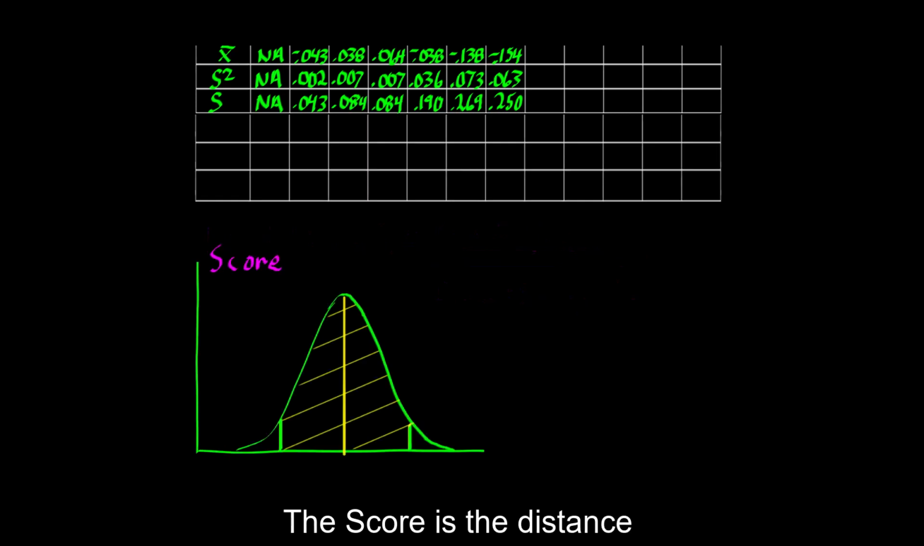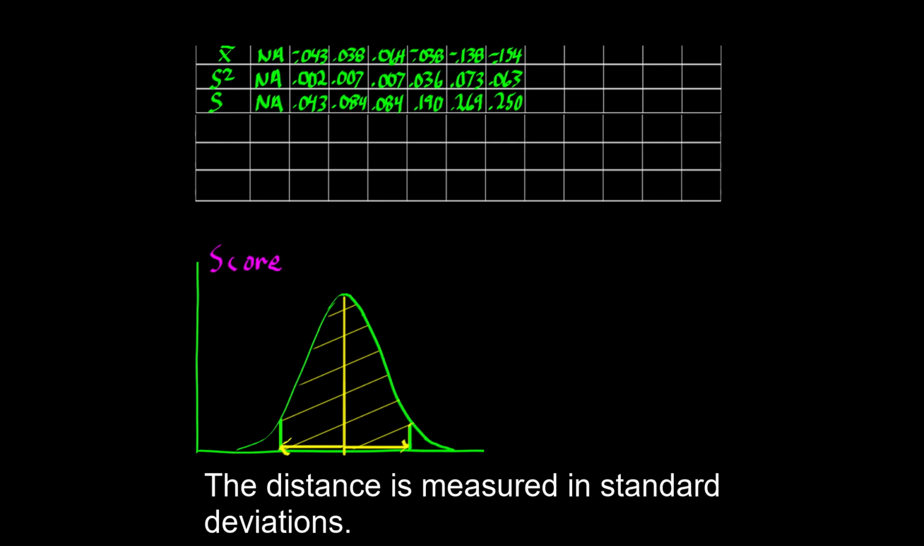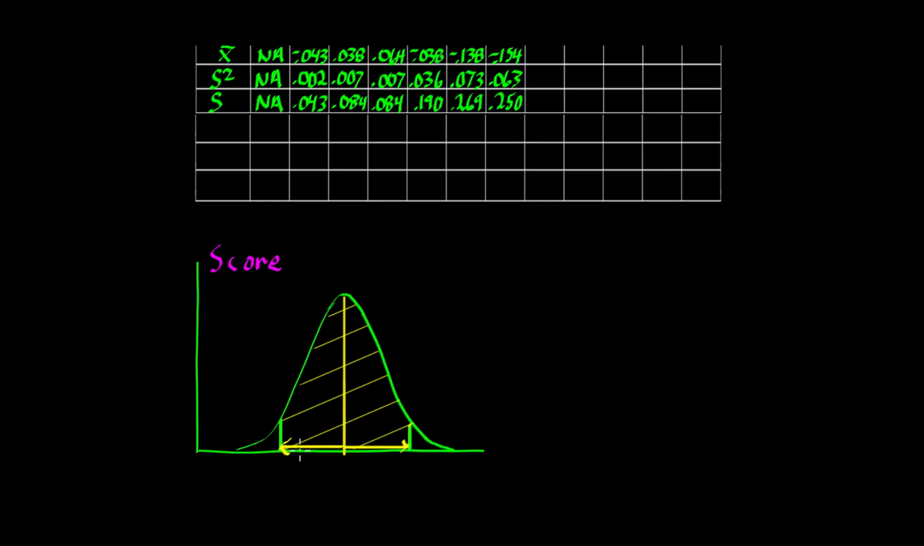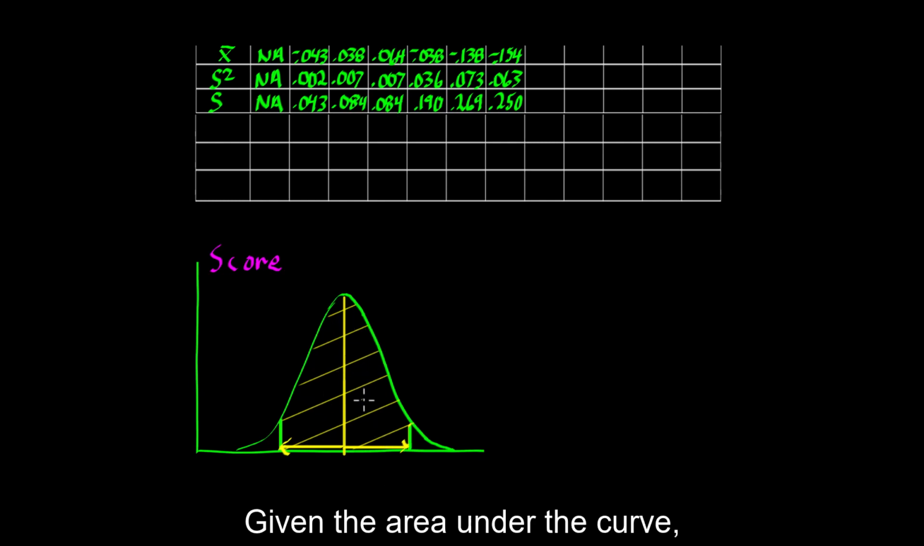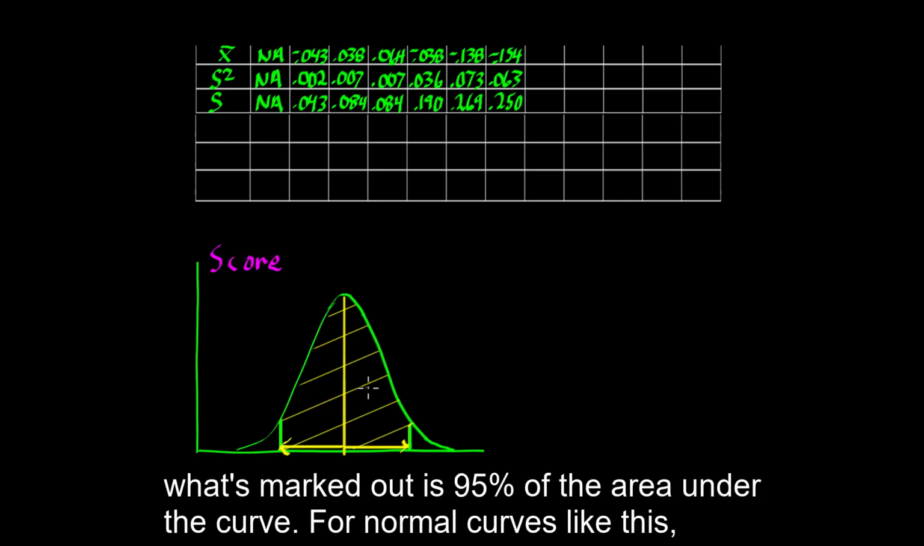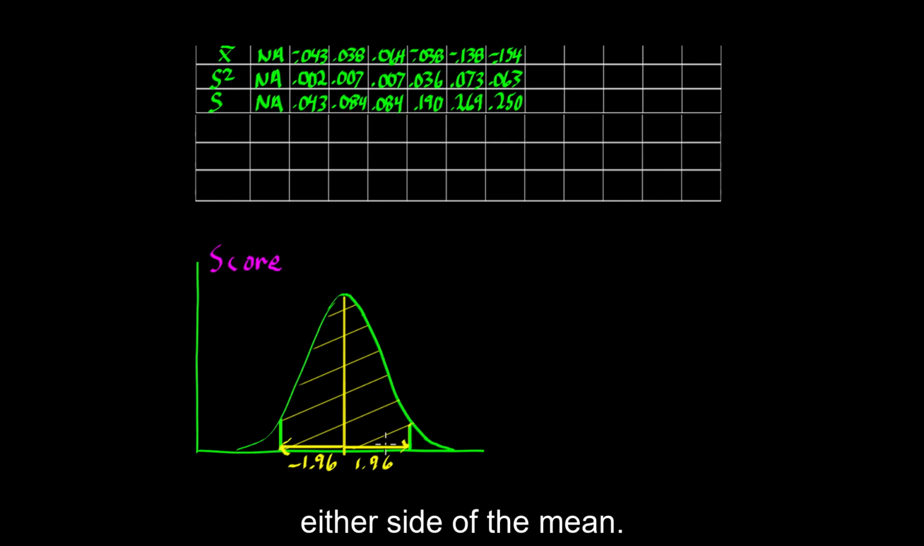The score is the distance a given point lies from the mean. That's here and here. The distance is measured in standard deviations. Given a score, we can infer the area under the curve. Given the area under the curve, we can infer the score. Here, what's marked out is 95% of the area under the curve. For normal curves like this, the score is 1.96 standard deviations on either side of the mean.